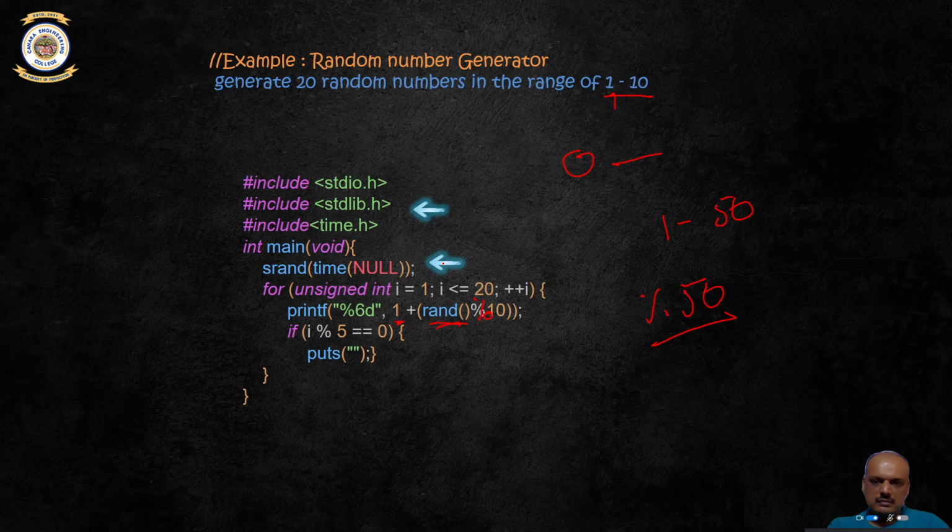So it's as simple as that. I add 1 to it because I need to generate numbers from 1 up to 10, so this 1 plus is for that, and this modulo 10 is for this particular value, so numbers up to 10 get generated. Then I check for, and what does this percentage d do?